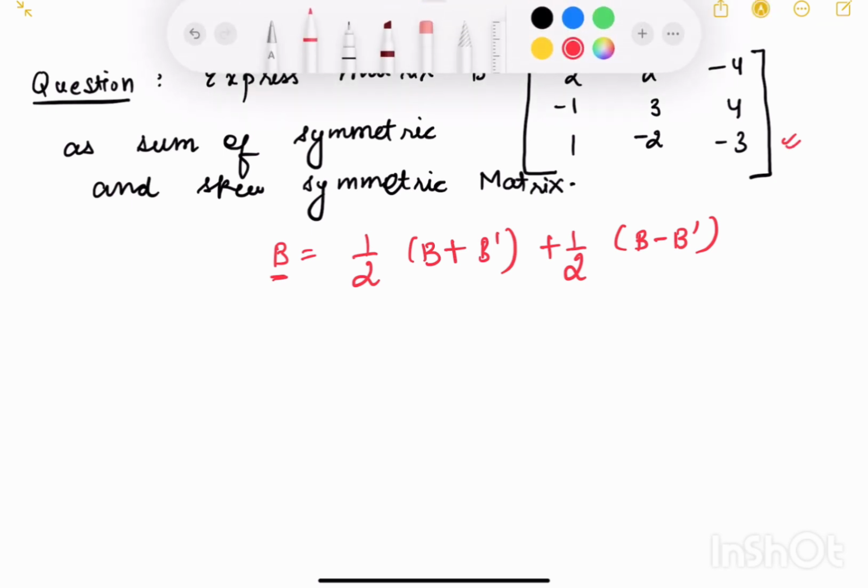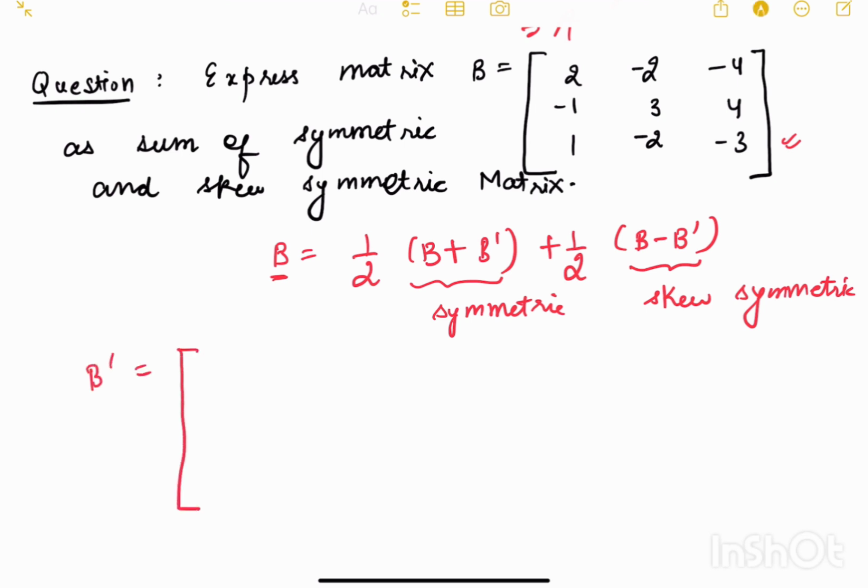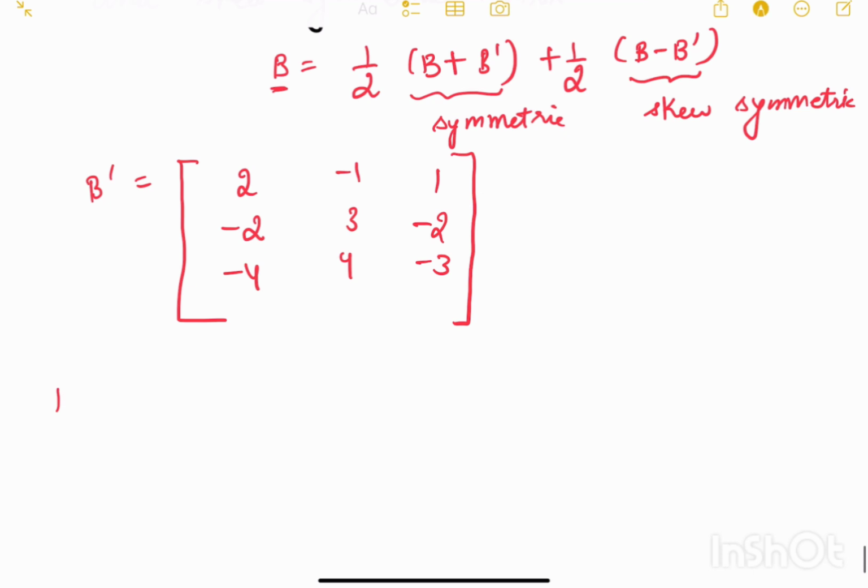Now, we have just explored in the previous lecture that this portion was my symmetric portion and this one is my skew symmetric portion. So for that, let us first of all calculate the transpose. What is it? The rows become my columns, right? So this is my B transpose. Now let us find these two values over here, B plus B dash and B minus B dash.